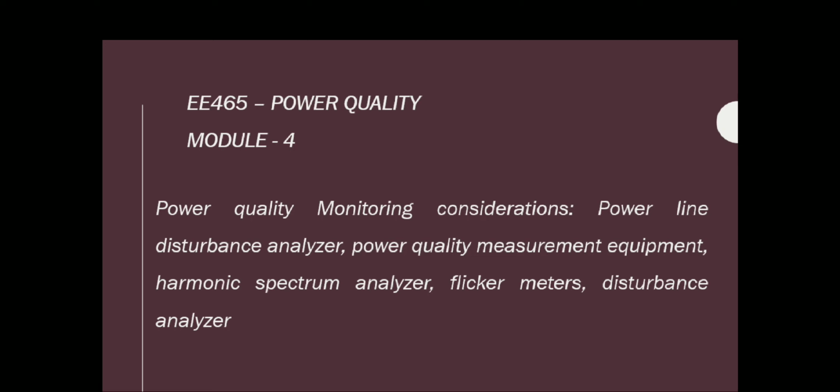So in the coming videos we are going to discuss power quality monitoring. What are the different monitoring considerations? Power line disturbance analyzer, power quality measurement equipment, harmonic spectrum analyzer, flicker meter, disturbance analyzer, etc.